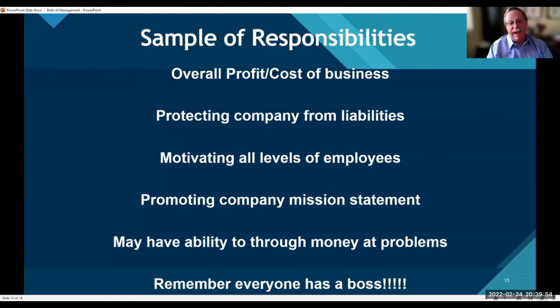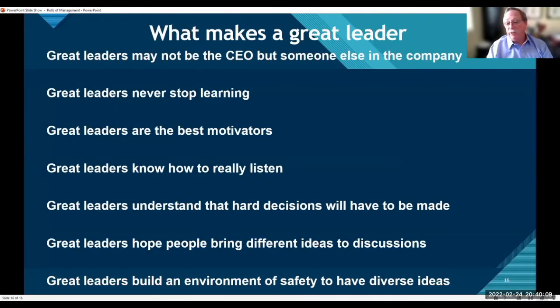But at the end of the day, everybody has a boss. And even though I was a part owner, I had bosses. They were called board of directors, and they were my boss. Okay. What makes a great leader? And I'm just going to touch on this. Great leaders may not be the CEO, but someone else in the company.